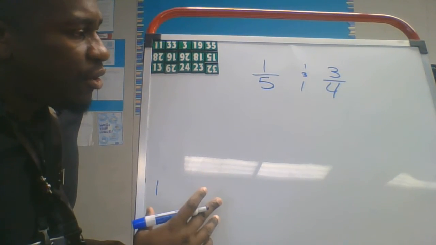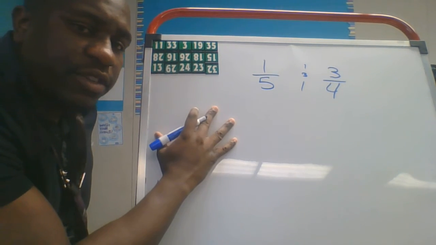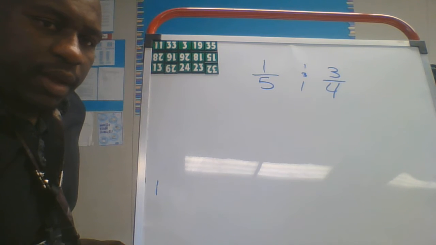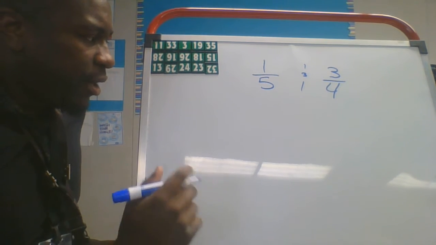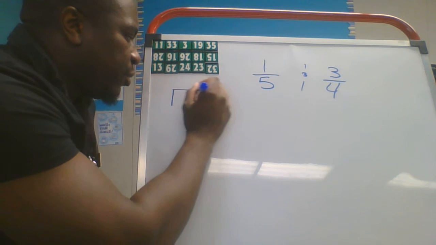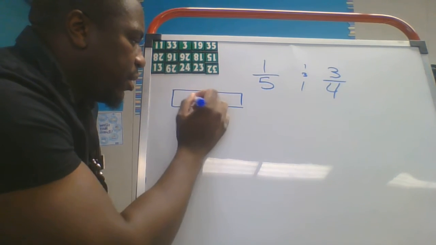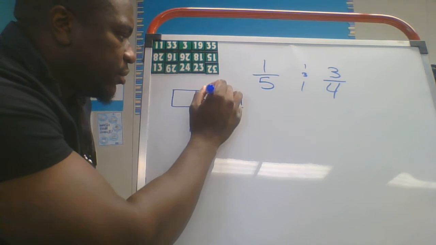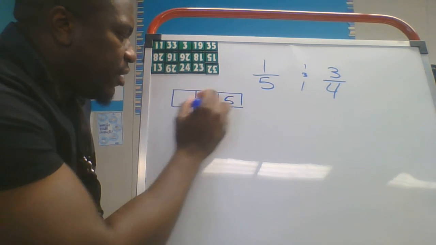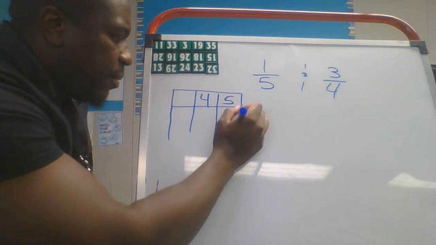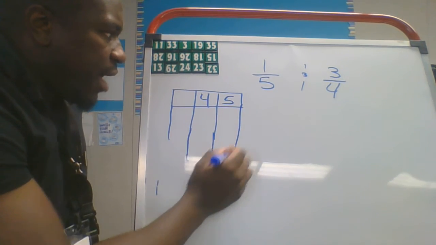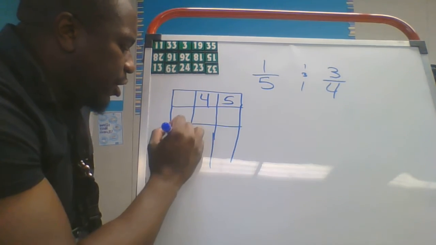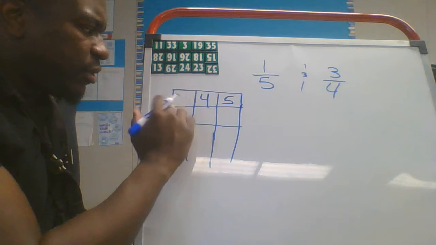The first thing I want you to pause, and I want you to try just the first step. What was the first thing I told you to make? If you said make a table, that's correct. So I'm going to put 3 columns here. Okay, 4 and 5. And the reason I put the 4 and the 5 there is because that is the number of my denominators.